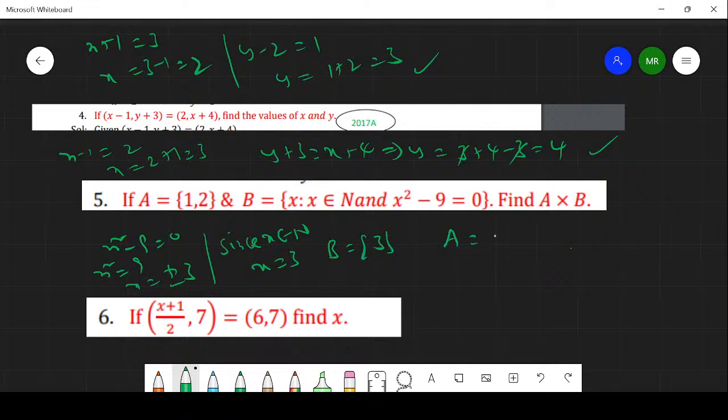The given A is equal to {1, 2}, B is equal to the singleton {3}. Now they are asking A cross B. You know that A cross B is equal to the set {(1, 3), (2, 3)}.